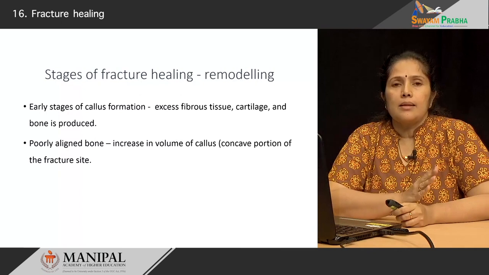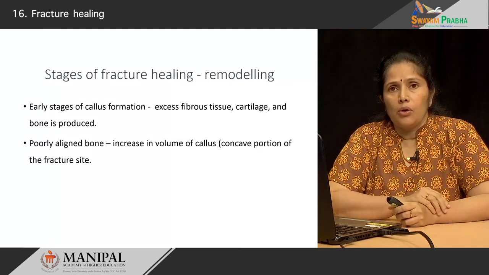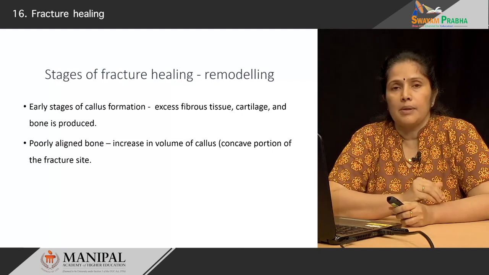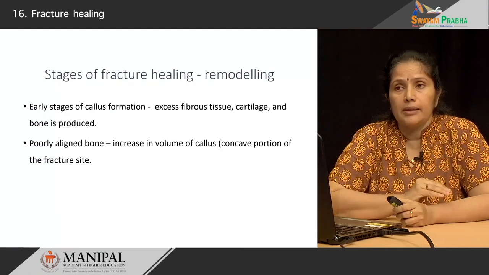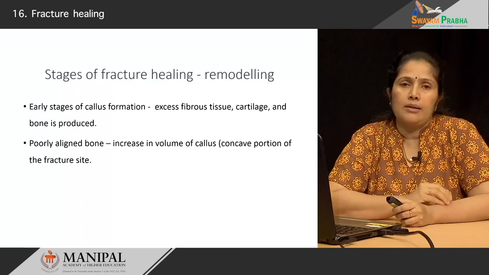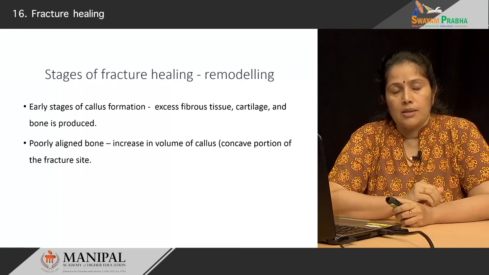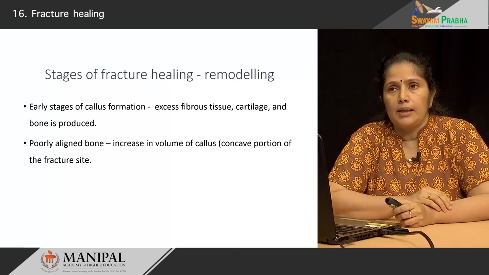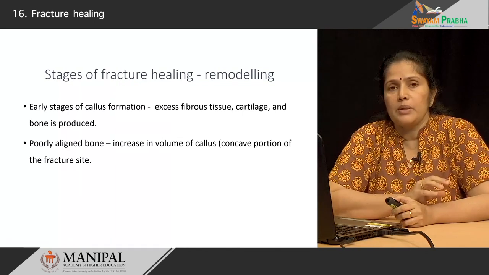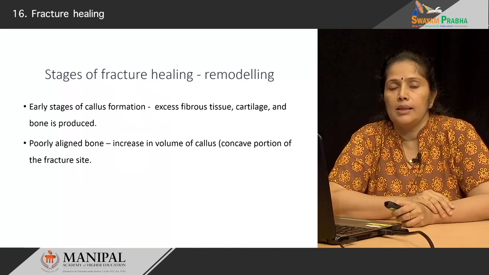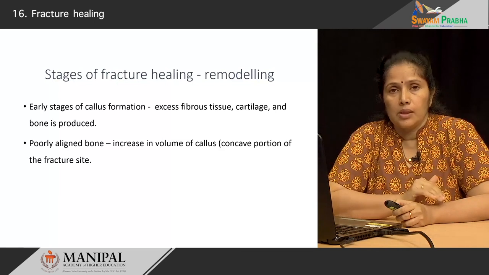Now, once the hard callus has formed, we will notice that the callus is made up of a lot of excessive fibrous tissue. It is made of cartilage, it is made of bone, and if the bone is very poorly aligned, or the patient has not taken care, then we will see an extensive amount of callus formation, and the fracture will not heal in the requisite time. That is why immobilization is another very important aspect of fracture healing. This excess amount of callus which has formed has to be remodeled, restructured so that the normal structure of bone is formed. We do not want any excess bone to form over the original bony tissue.